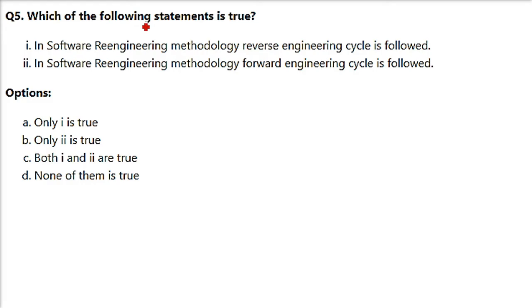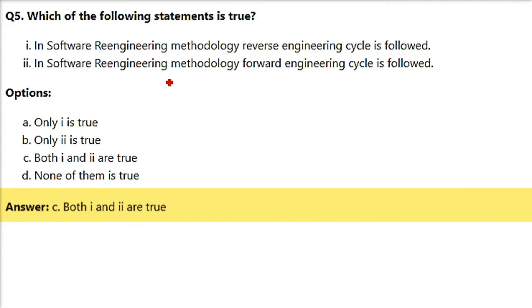Which of the following statements is true? So we are talking about re-engineering. So let me tell you the answer first, then I'll give you an explanation. So the answer here is both 1 and 2 are true. That means C is the answer. In re-engineering, of course, the reverse engineering cycle is followed, and in software engineering methodology, the forward engineering cycle is followed.